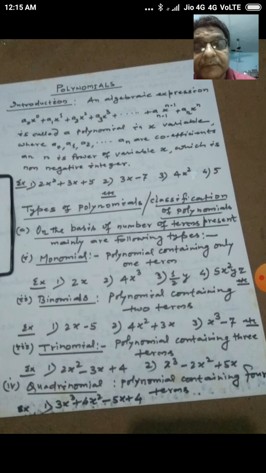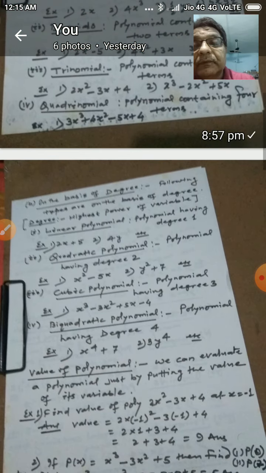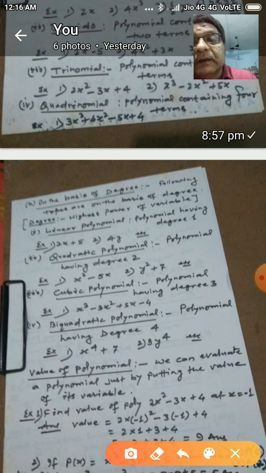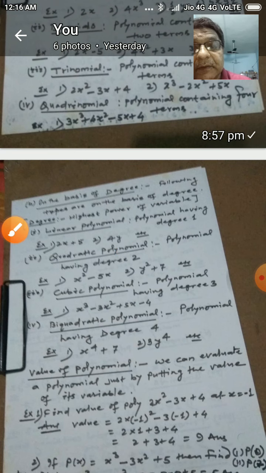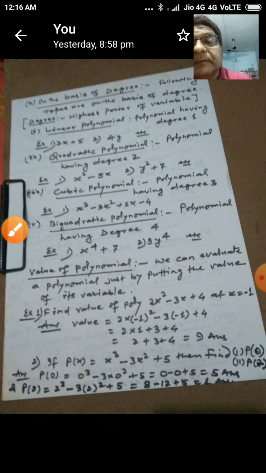Okay student, so this is the classification on the basis of seeing the number of terms present in that polynomial. If there are more than four terms, then remaining all polynomials containing four or more terms, all are commonly known as only polynomial. So now we will take the classification of polynomial on other basis, and that basis is actually on the basis of degree.